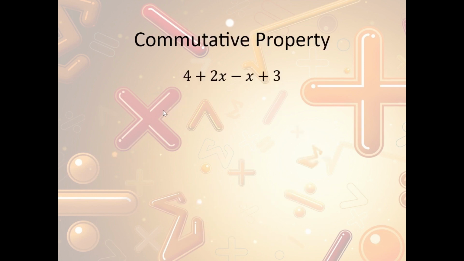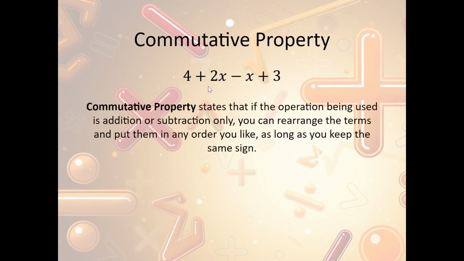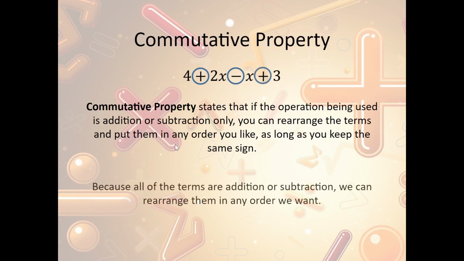Commutative property. The commutative property says if everything listed there is addition or subtraction, we can rearrange it. So for instance, we have 4 plus 2x minus x plus 3. We can move things around as long as the operations are all addition or subtraction. We should notice that all the signs here are either addition or subtraction, so we can rearrange them in any order we want. So let's go ahead and put the x's out front and the constants at the back.